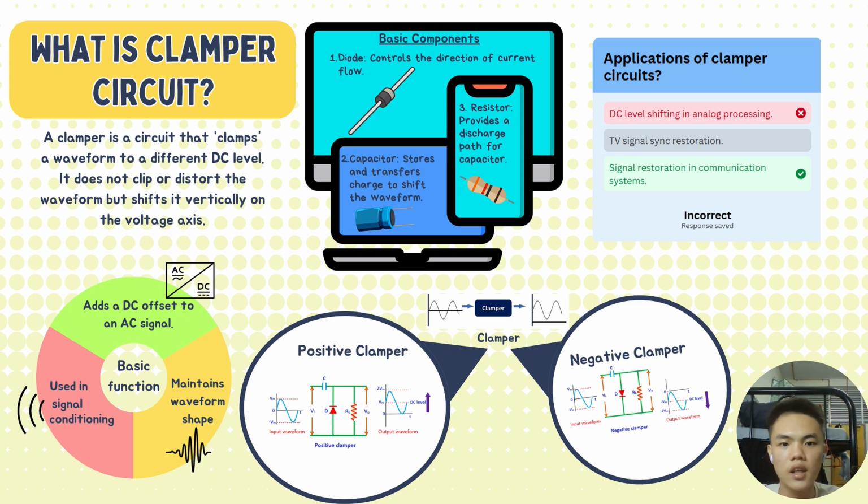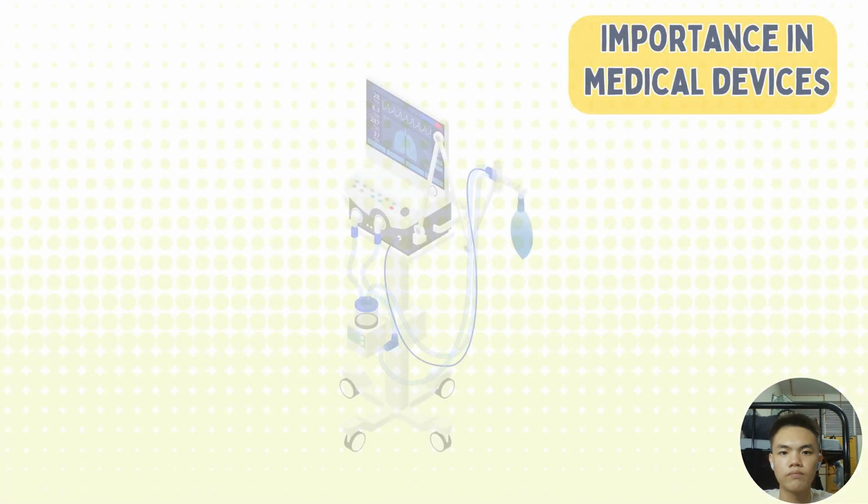In both cases, the capacitor charges during one half cycle of the input signal and then maintains this charge to offset the signal during the next half cycle. These circuits are commonly used in signal processing applications such as TV receivers, communication systems, and analog circuits where restoring or adjusting the DC level of a signal is necessary without distorting its shape.